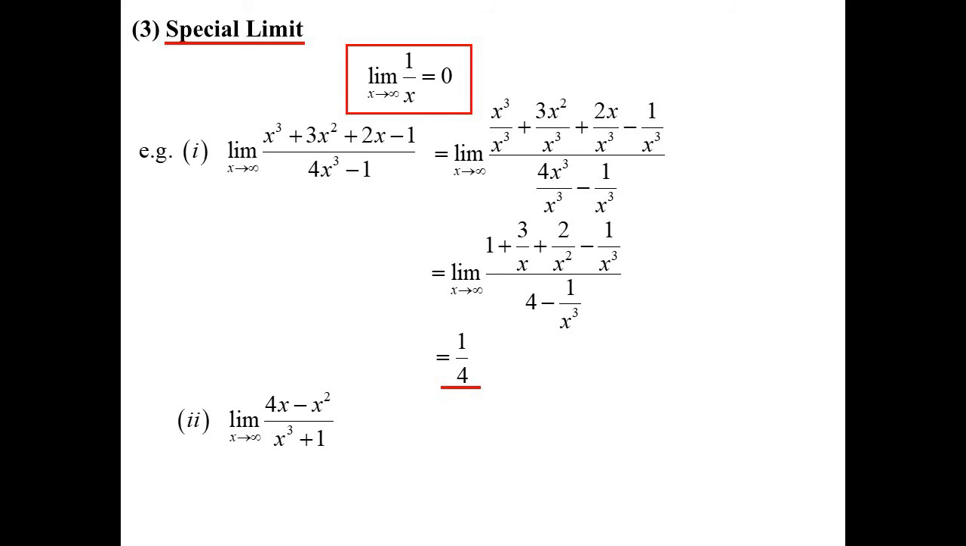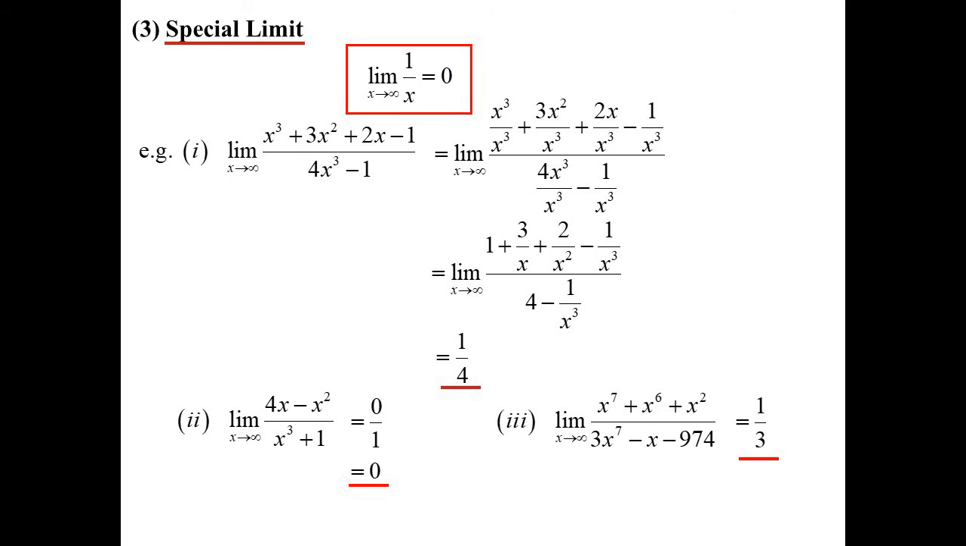So if I want to go into this one, the highest power again is x cubed, so I know the answer will be 0, because there is no x cubed term on top, over 1, and that is of course 0. This one here, highest power is 7, so I would be left with the coefficient of x to the power of 7, which is 1 on the top and 3 on the bottom. So that would be approaching a third.